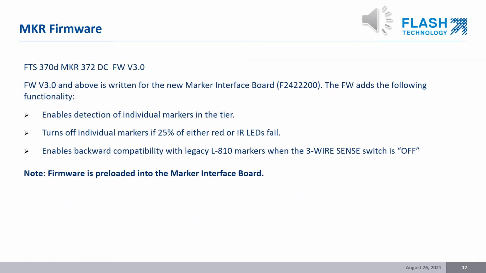Firmware versions 3.0 and above have been written for the compliance of 43J. This allows the detection of individual markers in a tier. Once a marker has lost 25% of either the red or IR, it will turn off. It allows for the use of older style markers along with new style markers by toggling the sense switch to the proper position.